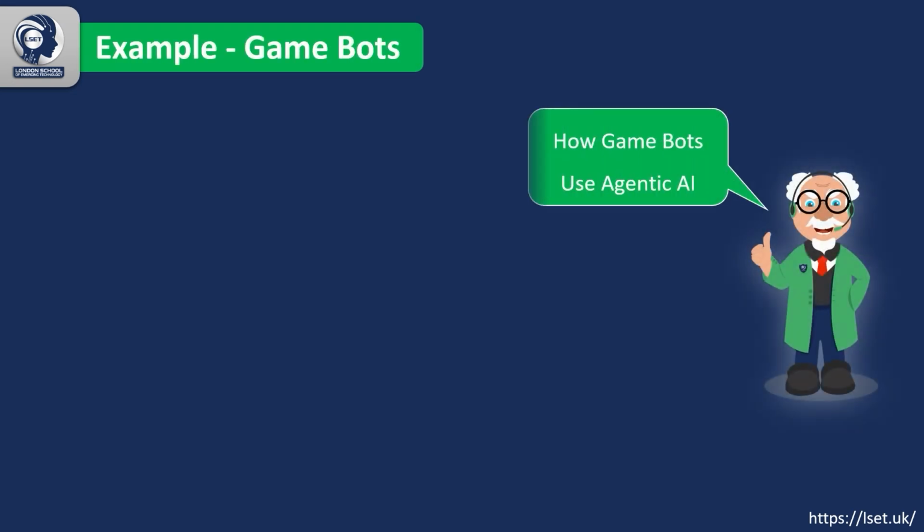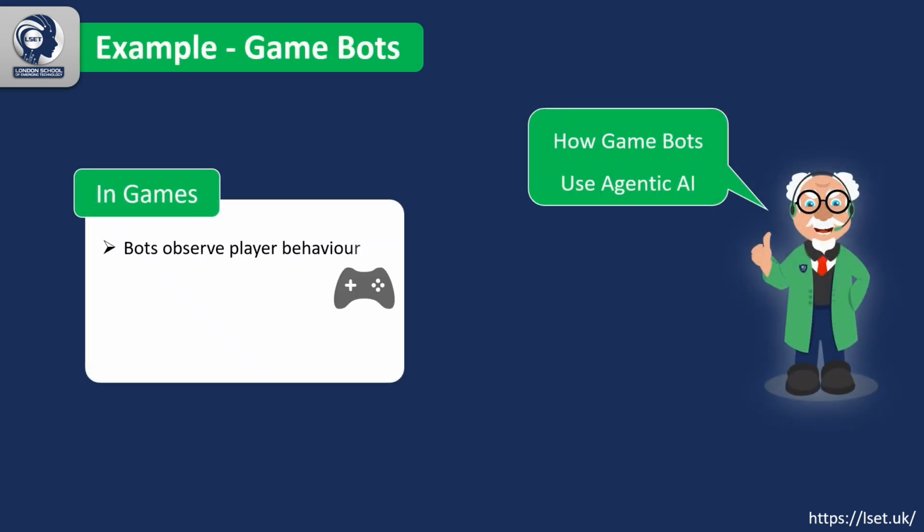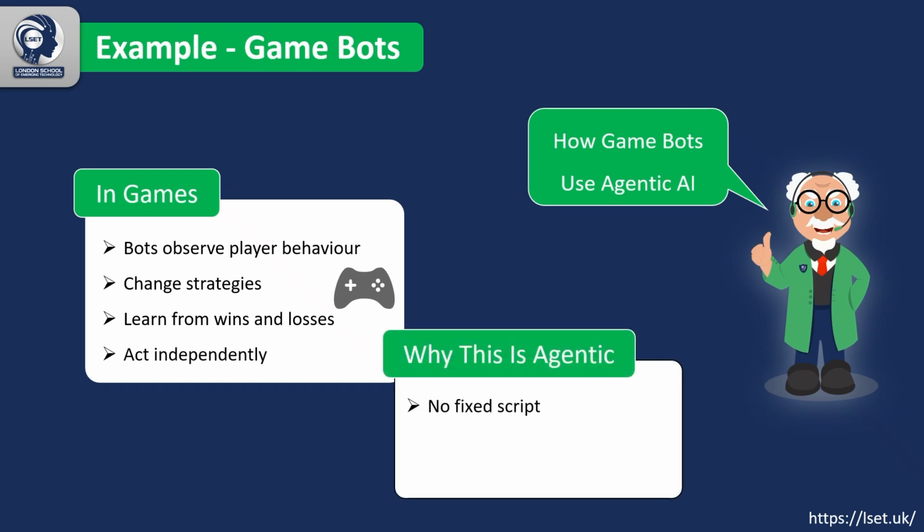Let us look at how game bots use agentic AI. In games, bots observe how a player behaves, change their strategies, learn from wins and losses, and act independently. They are not following a fixed script. Their decisions can change in real time, depending on what the player does. The goal of these bots is simple: to win the game or survive longer. This ability to observe, adapt, and act independently is why game bots are a good example of agentic AI.